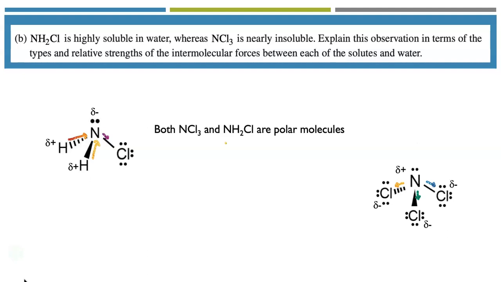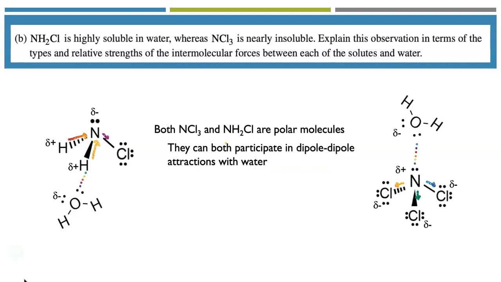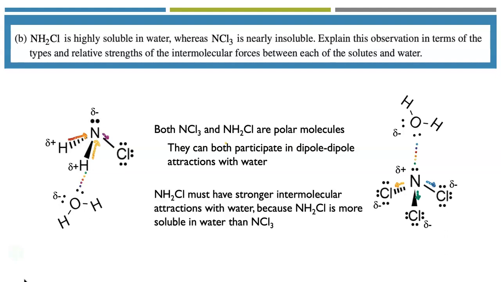Both NCl3 and NH2Cl are polar molecules, and therefore we can claim that they can both participate in dipole-dipole attractions with water. Now, the NH2Cl molecule is more polar than the NCl3 molecule, and I would argue, therefore, that the attractions between NH2Cl and water are stronger than the attractions between NCl3 and water, even though they're both doing dipole-dipole attractions. If you have a more polar molecule, the Coulombic attractions would be stronger. NH2Cl must have the stronger intermolecular attractions with water because it's more soluble, which implies that the attractions are stronger.